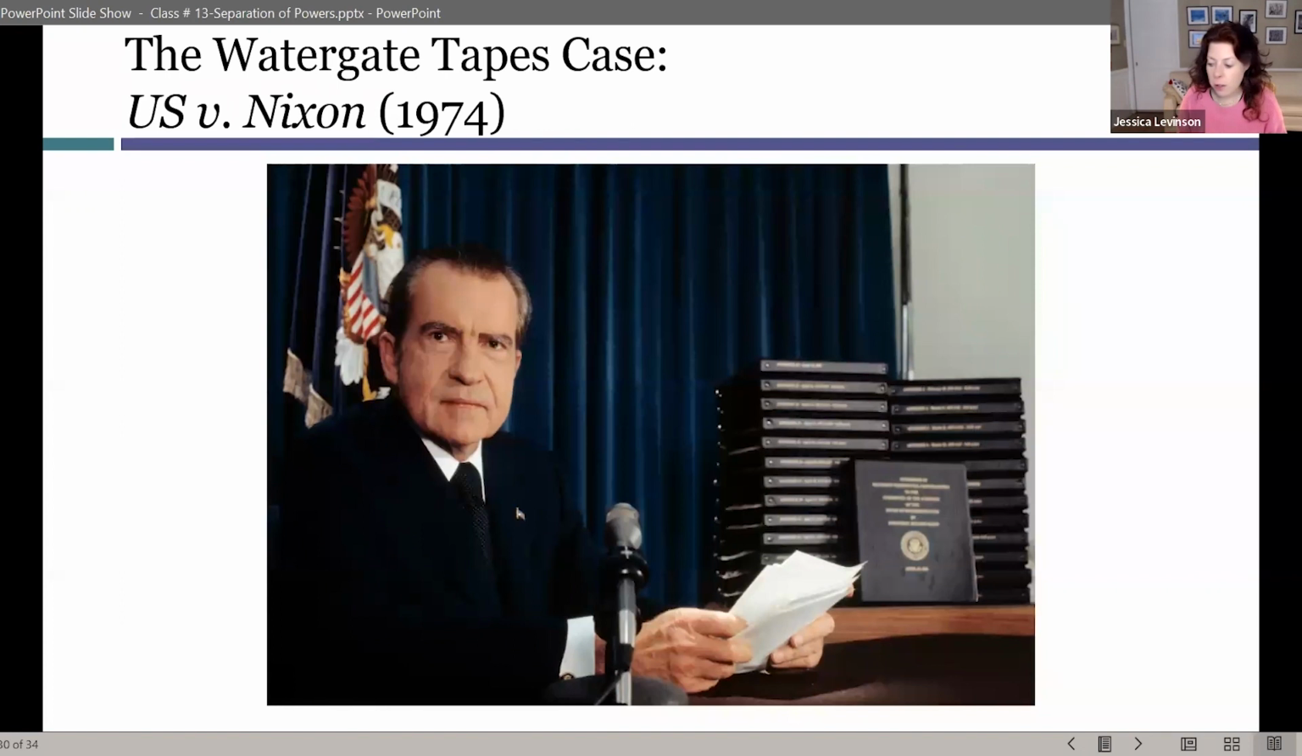So the conclusion is that Nixon has to comply with the subpoena. He has to produce the Oval Office tapes, and he resigns shortly after the release of the tapes. Now, some more specifics here. That's the overview. Let's talk about a few more specifics.